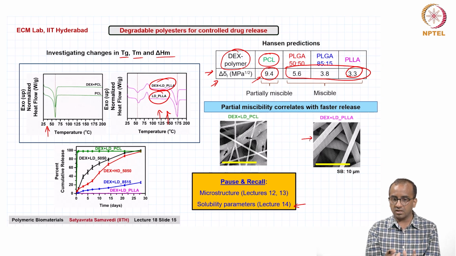So, in this one study, we have revisited our concepts for microstructure, namely crystallinity and amorphous. We have looked at effects of degradation, we have looked at effects of Tg and Tm, we have looked at the effects of Hansen solubility parameters, all in the context of controlled drug release. So, with that, I hope you get a really good sense of how the structure, property, function paradigm in synthetic biomedical polymers directly influences how these polymers are employed in specific biomedical or clinical applications.